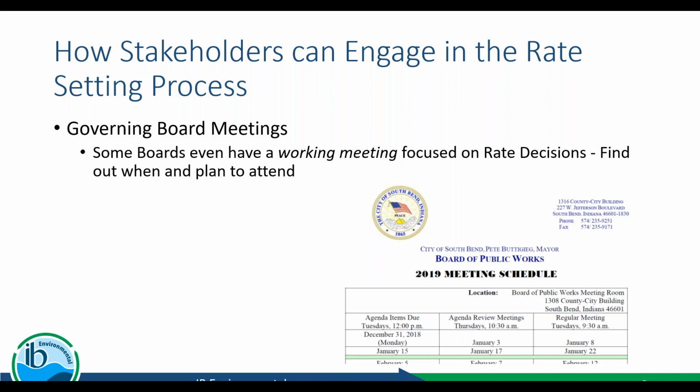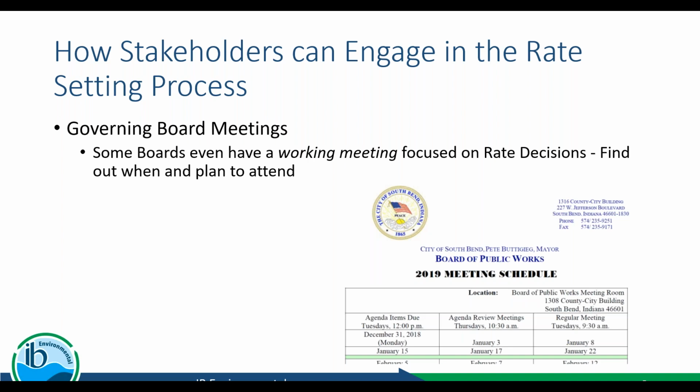So I first want to mention that many governing boards, sometimes it's called city council, it might be the public utilities board, these decision-making entities, unfortunately, there's no one formula. You have to go to the website for the utility or the community that you're interested in and poke around a little bit.